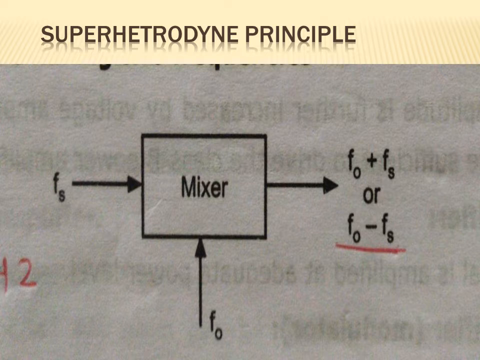So the functions of the receiver are select wanted signal, reject unwanted signal, amplify the signal, demodulate the signal. In demodulation, the carrier signal is removed and the modulating signal is obtained. Amplify that modulating signal and apply it to the loudspeaker.